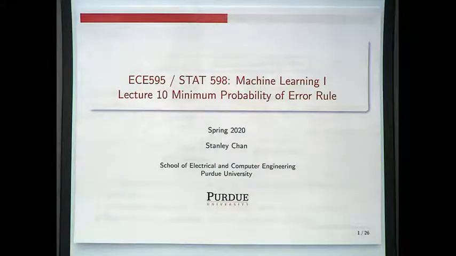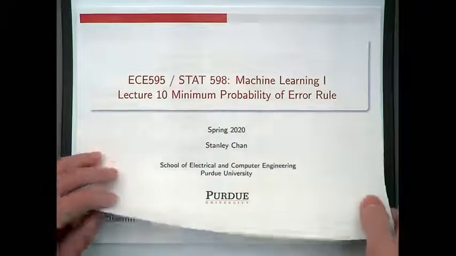Then I will also talk about methods to evaluate a decision rule. That's called the receiver operating curve.